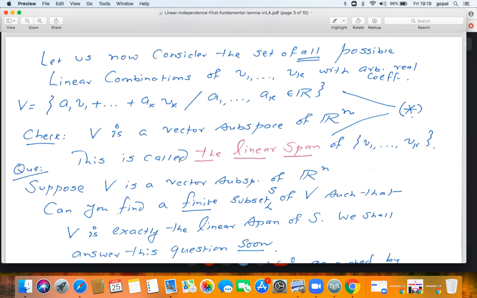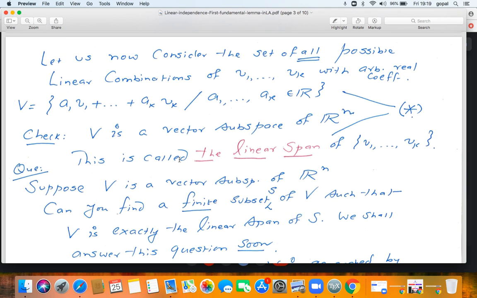It is non-empty because if I take a1 to be 0, a2 to be 0, ak to be 0, then I get 0 v1 plus 0 v2 plus ... plus 0 vk. That linear combination is 0. So V contains the origin, the 0 vector, so it's non-empty. Now if I take a1 v1 plus a2 v2 plus ... plus ak vk and multiply it by a, I'll get a a1 v1 plus a a2 v2 plus ... plus a ak vk. That's again a linear combination of v1, v2, ..., vk, so again it is in V. So V is closed under multiplication by scalars. Now you check that V is also closed under vector addition. If I take 2 elements of V, the sum will also be in V. So check that V is a vector subspace of Rn.